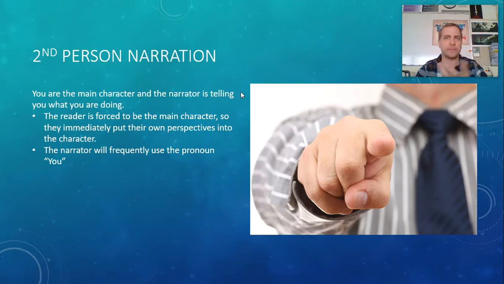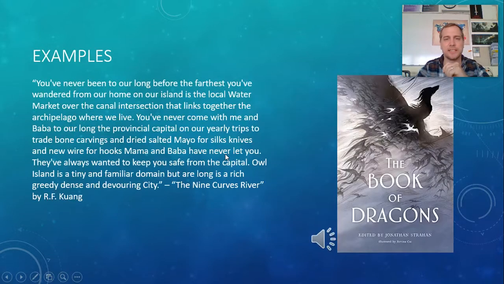It can be very weird because, well, I'm not doing that. But it is a very rare point of view, but it exists. And one of my favorite short stories, Nine Curves River by R.F. Kuang, uses this point of view. And so I'm going to play a little bit of this for you as soon as I get this lined up.